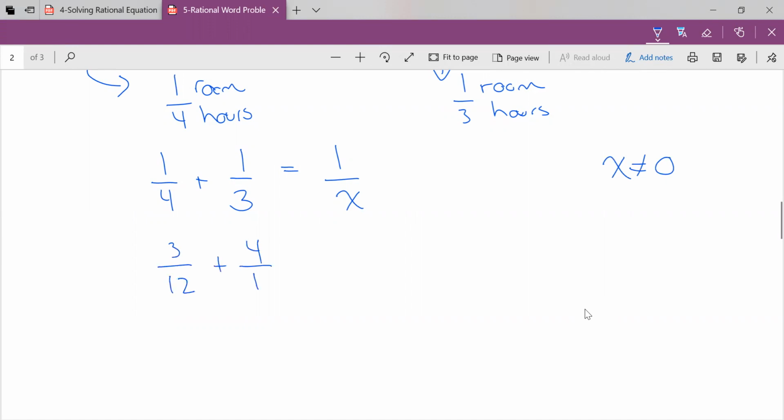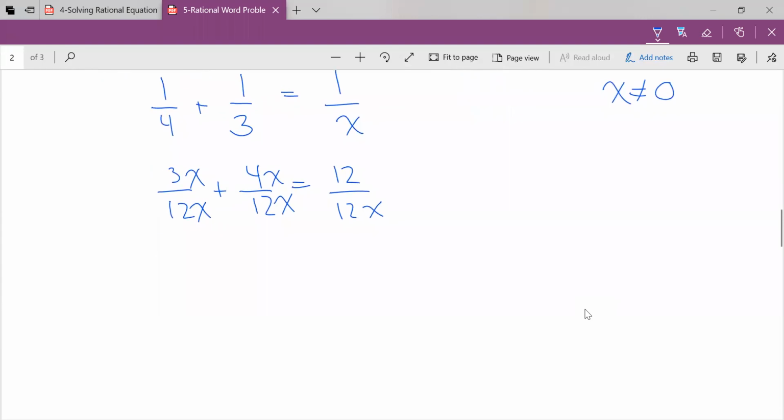Okay, I'm going to get a common denominator. So my common denominator is 12x, I should say, like that. Okay, and now what do I have? Well, left-hand side is equal to the right-hand side. Denominators are equal. Therefore, the numerators are equal. Simplify. 7x is equal to 12. And x is equal to 12 over 7.